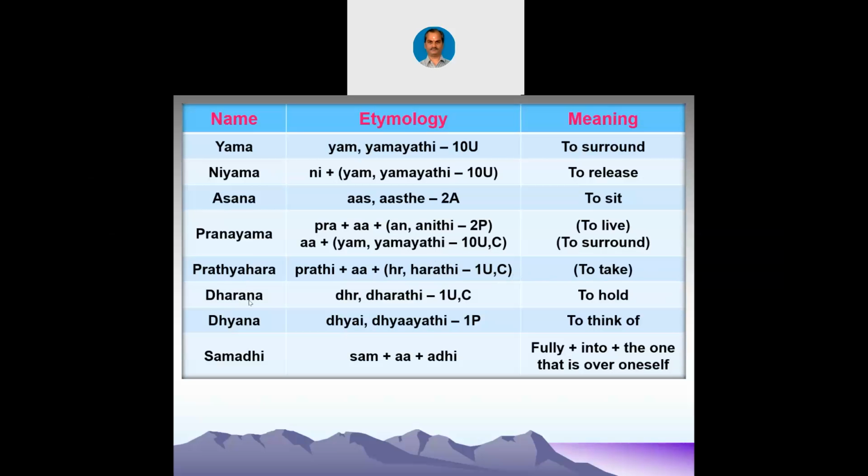Dharana word is the Lut Pratyaya derived from Dhru, Dharati, first conjugation, and it is Ubhaya Pada. It's causal. Dhru Dharati Dharayati. Dharayati's Lut Pratyaya is Dharana. And the meaning is to hold the mind. And Dhyana, Dhyai, Dhyayati, first conjugation, Parasmay Pada, meaning is to think of.